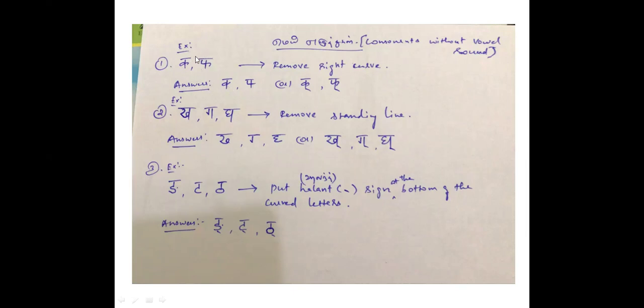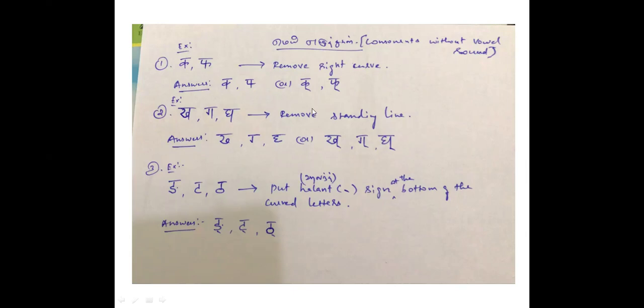Like that, this is fa. Now you have to remove this right curve. Now it is pronounced as if. Fa converted to if. This is the half letter of fa. Ik, if.